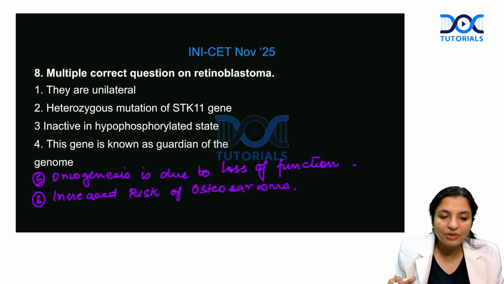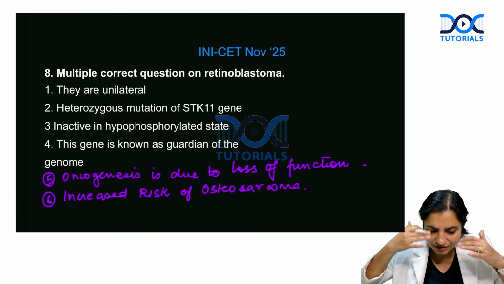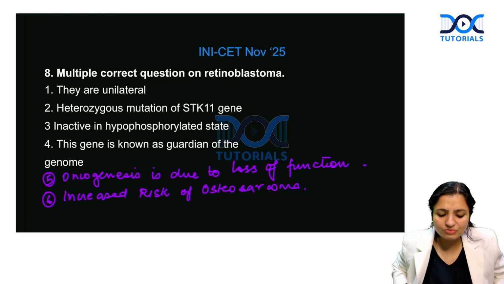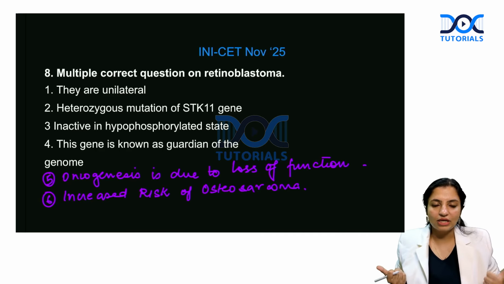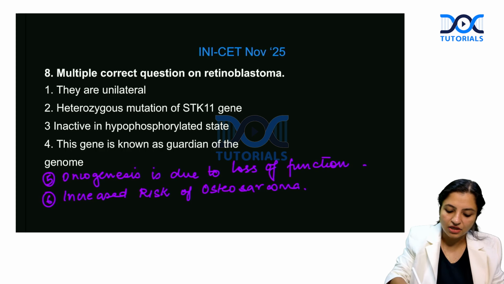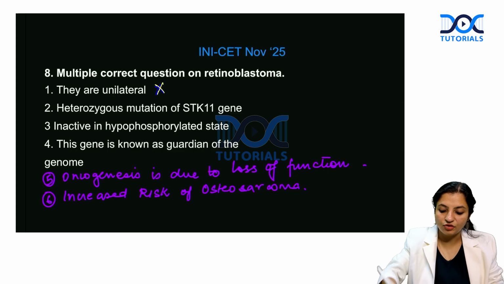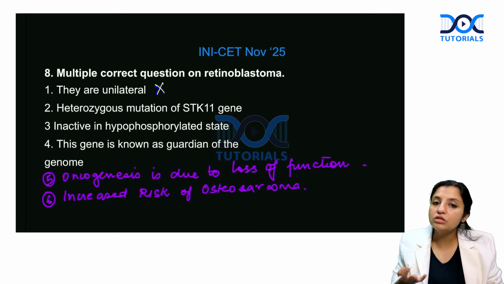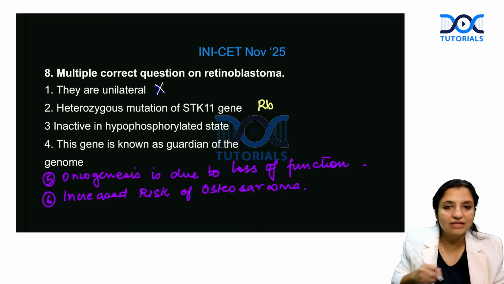So this was multiple correct options on retinoblastoma. I got a lot of recall, so I added all the options. Whatever was asked, just check it, you should know all of them. Remember, whenever we talk about retinoblastoma, if they are germline retinoblastomas, they are usually bilateral. They are not unilateral, they are usually bilateral. So that's one point that we have to be very clear. Apart from that, they are typically due to loss of function or methylation of the RB gene, not the STK11 gene.